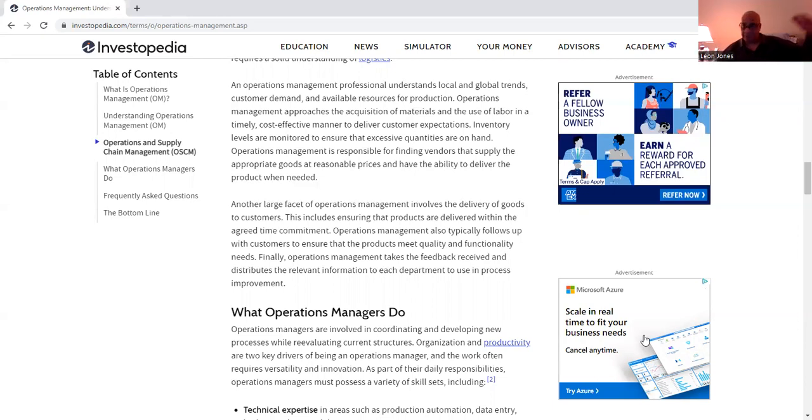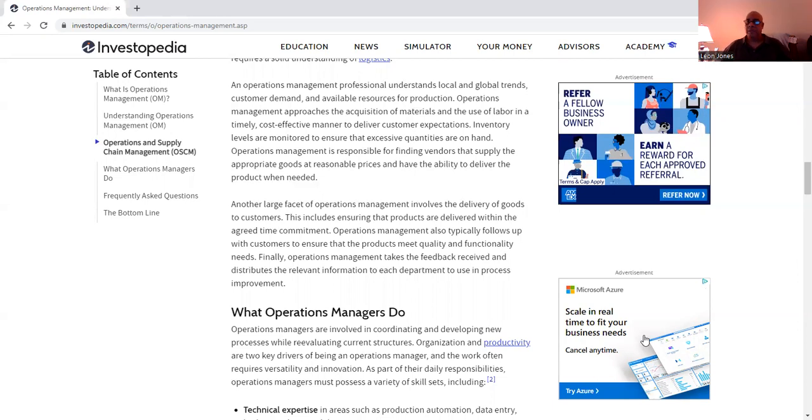So now, having given you the definition of operations management, I'm telling you what operations management tasks are involved, particularly with supply chain management.